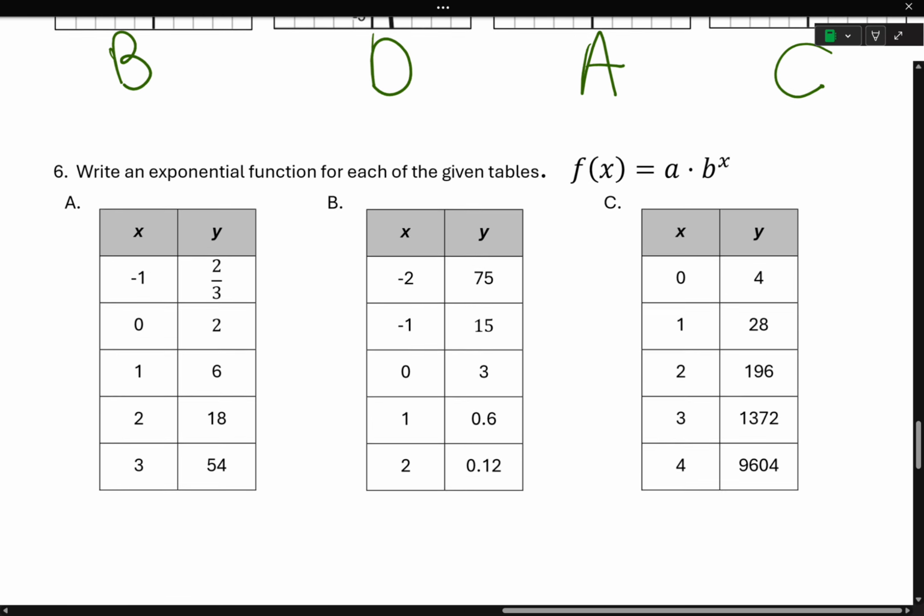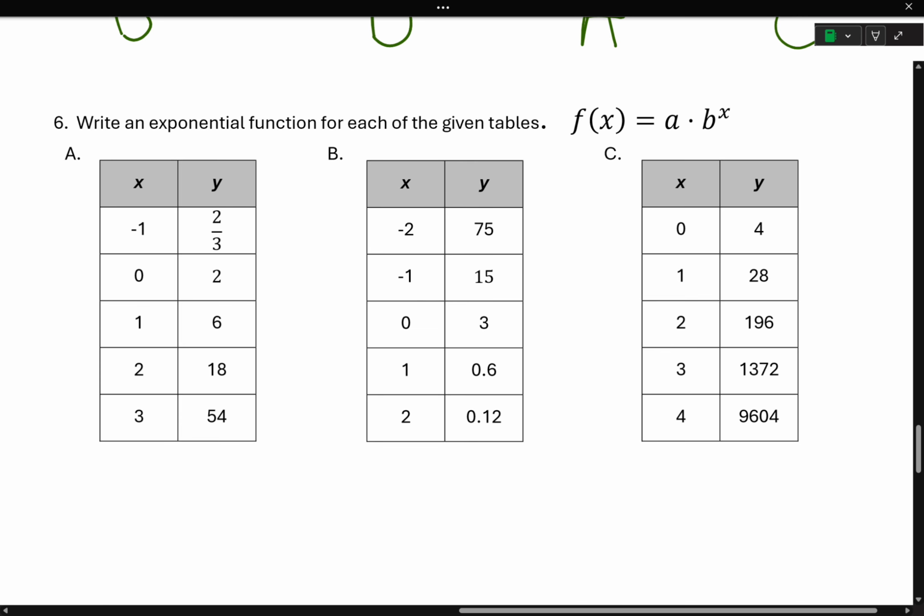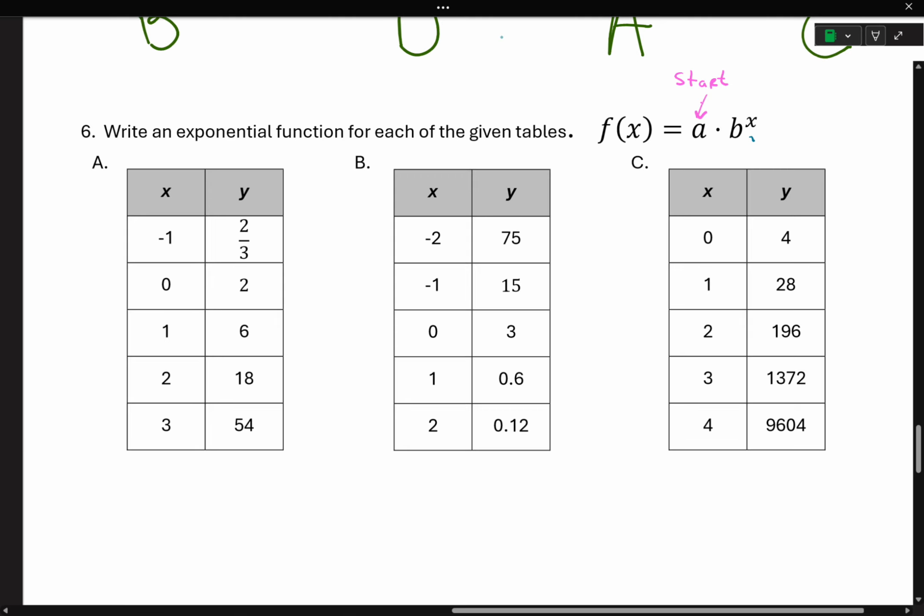For number 6, we are going to write every exponential function for the given table. I just had a brain fart. I'm sorry, I'm having such a brain farty kind of video today. Remember, here we have the starting point and then the ratio.